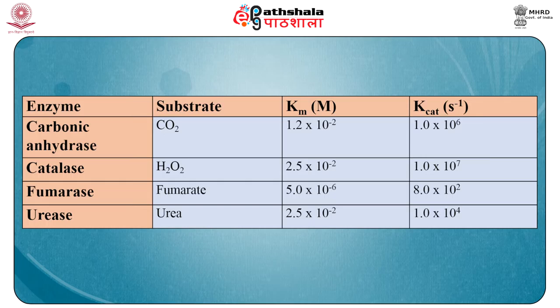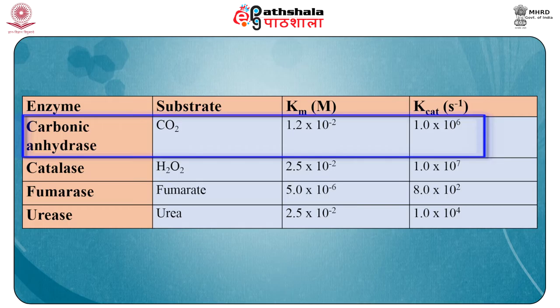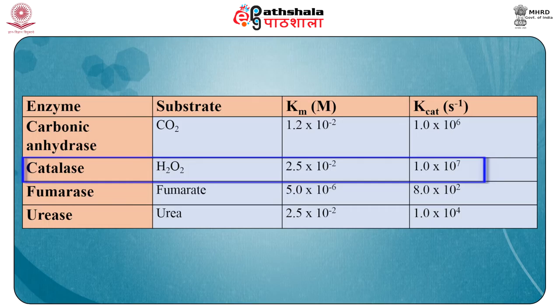The enzyme is carbonic anhydrase, the substrate is carbon dioxide, the Km is 1.2 into 10 to the power minus 2 molar. Kcat, which has a unit of per second, is 1.0 into 10 to the power 6. Catalase, whose substrate is H2O2, has a Km of 2.5 into 10 to the power minus 2 molar and a Kcat of 1 into 10 to the power 7 per second.